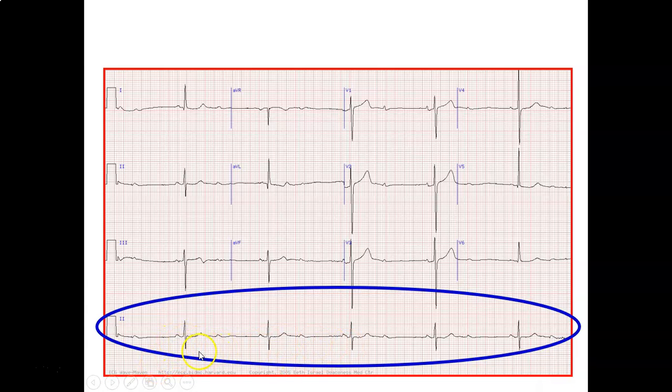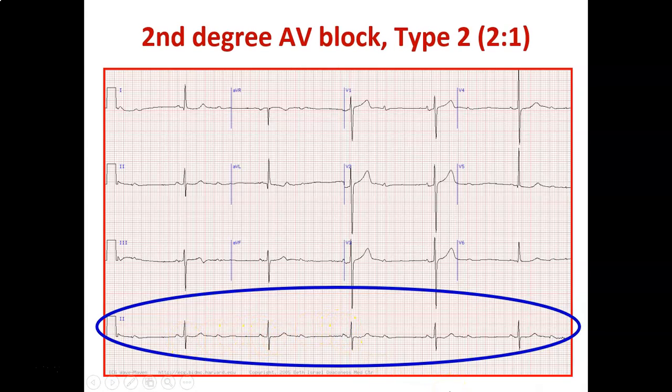So it's slow, regular. Some P waves have QRS complexes, others they don't have. This P wave, this one doesn't have a QRS complex. Narrow QRS complexes, and the PR interval wherever available, it's constant and fixed. So this is your second degree block, type 2 with 2:1 conduction.